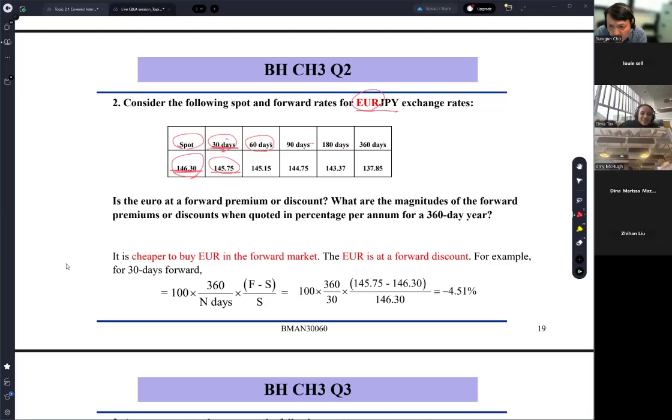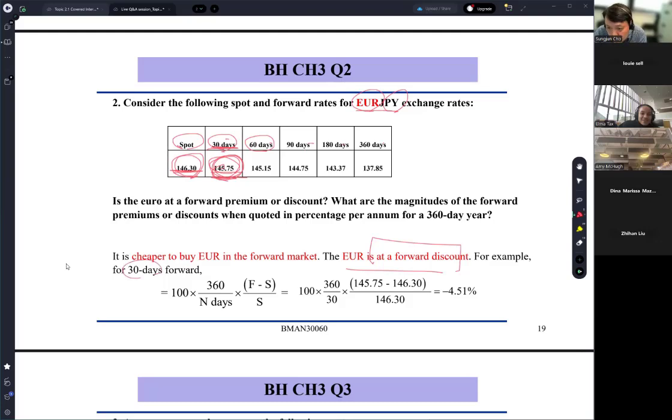Now, in a forward market, you have to pay less amount of yen for €1. For €1, you have to pay this amount. You pay less amount of yen here. So euro is at a forward discount, just like the first question. So it's not that difficult.